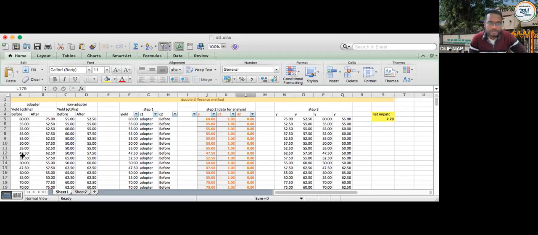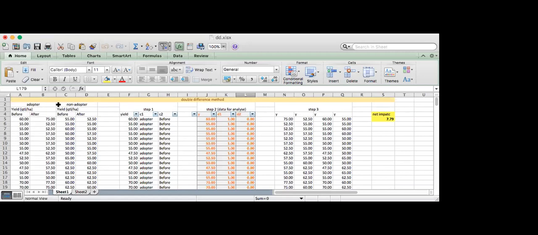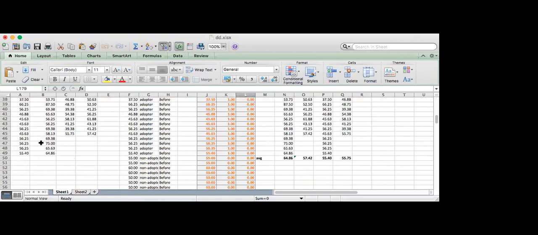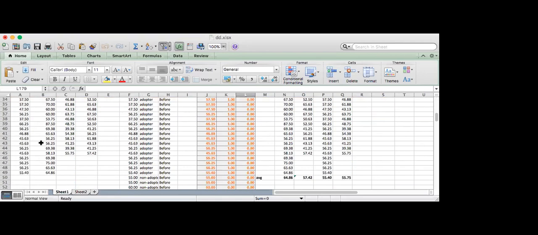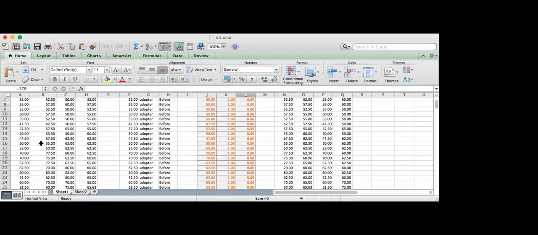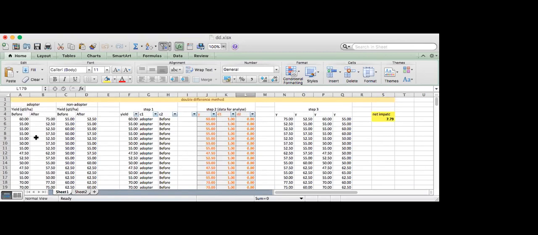Sir, these are my two categories, adopters and non-adopters. Yield is our objective, taken in quintal per hectare. Before the water saving interventions and after the water saving interventions, what is their yield? The total number of farmers is 128 from the adopter category, 146 here, and here it is the non-adopter category.